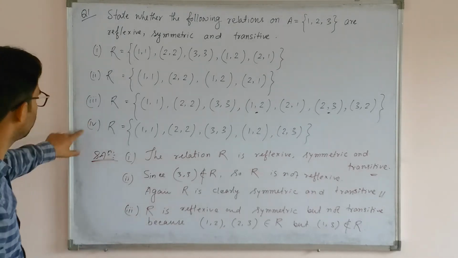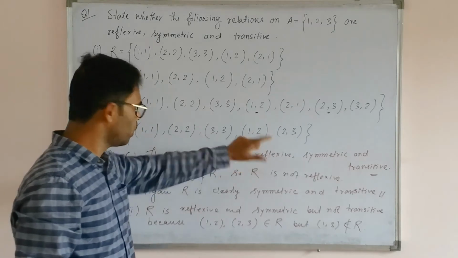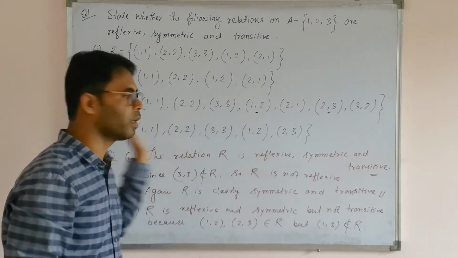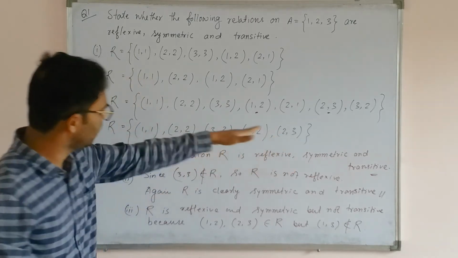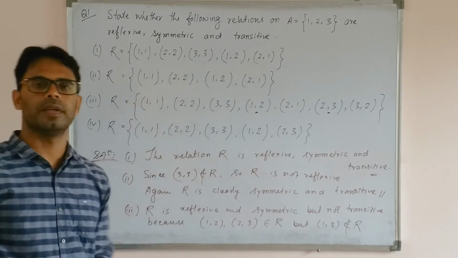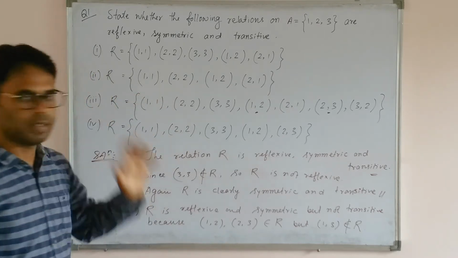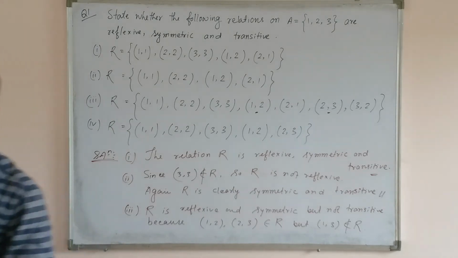Similarly, we find 1 1, 2 2, 3 3, so reflexive. There is 1 2, but 2 1 is not present, therefore not symmetric. But 1 2, 2 3 without 1 3, it is not transitive. It is only reflexive, neither transitive nor symmetric. Okay, so this completes the solution of the question. Now the next question.